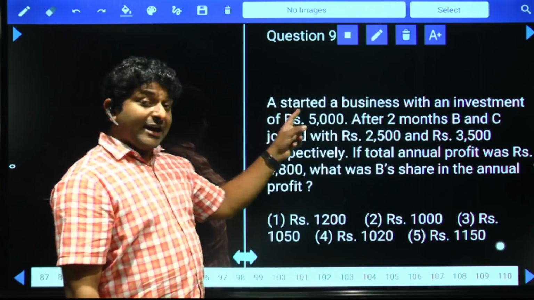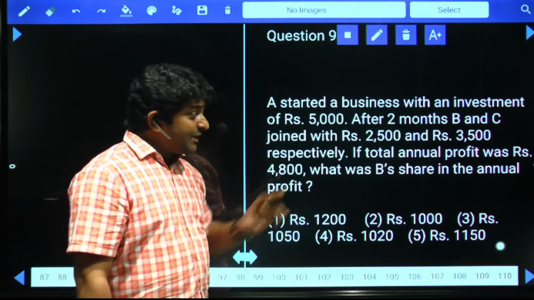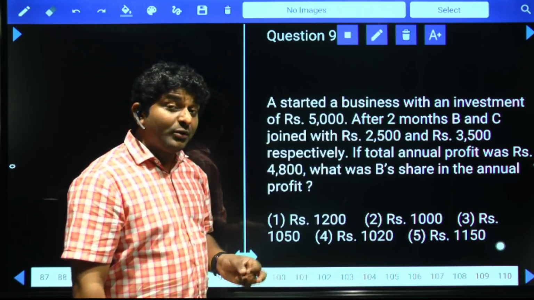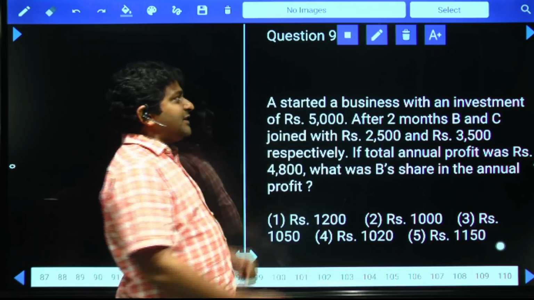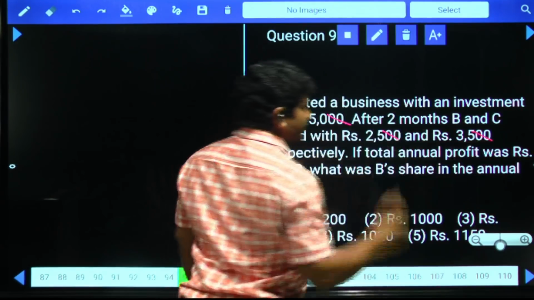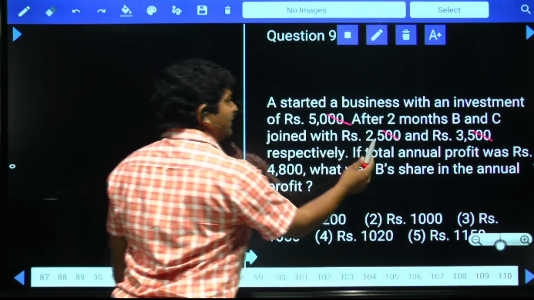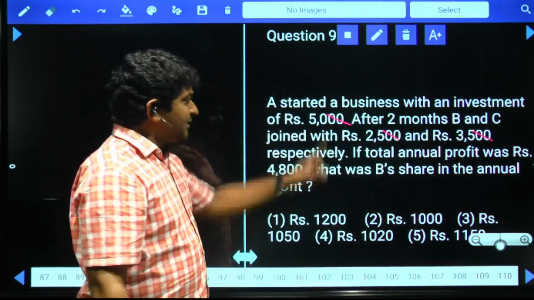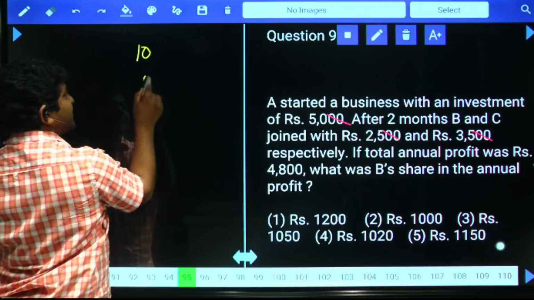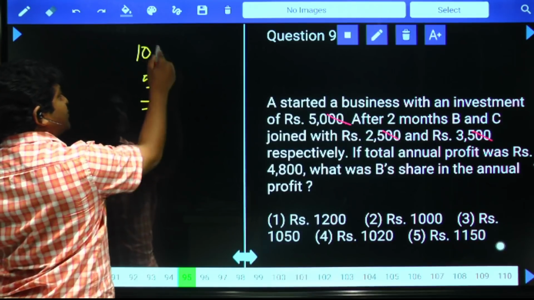Who started? A. So A is going to be there for 12 months. B and C joined after 2 months, so they are going to be there for only 10 months. When you consider investment, they are having 2 zeros common. And again, 50, 25, 35, all are 5 multiples. 5 how many times? 10 times. 5, 5 times. 5, 7 times. These are their investment ratio.